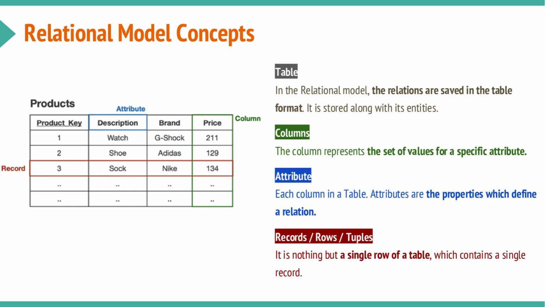Let's look at this picture to make it super clear. Here we have a table, or a relation, called products. You can see the whole thing is the table. The titles at the top of the columns, products key, description, brand, price, these are the attributes. They are the properties that describe our products. And each row, like the first row for watch or the second row for shoe, is a record or a tuple. It's one single item in our database.